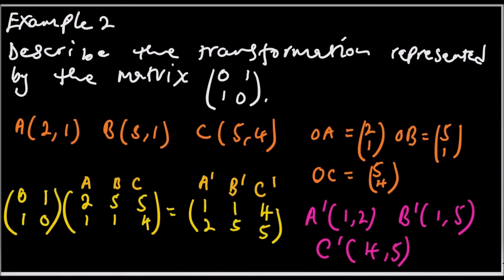So with the coordinates of our image, we are going to use a graph or a grid to plot these two triangles, and from the shapes of the object and the image, we will be able to decide what this matrix represents. So let's go ahead and plot these two triangles. This is the grid that I'm going to use.